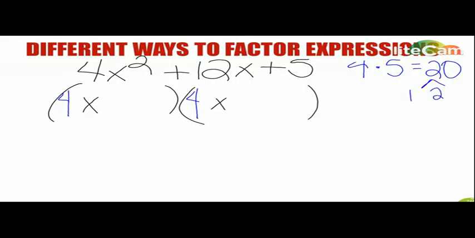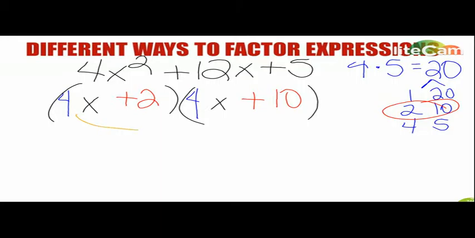And the factors of 20 that will make 12: 1 and 20, 2 and 10, 4 and 5. I think it's going to be 2 and 10. So I'm going to put a 2 in the back of one of the factors and a 10 in the back of the other. Okay, remember I have two 4x's. That makes 16x squared. I don't want that. A 4 has got to go somewhere. And 2 times 10 makes 20. Don't want that either.